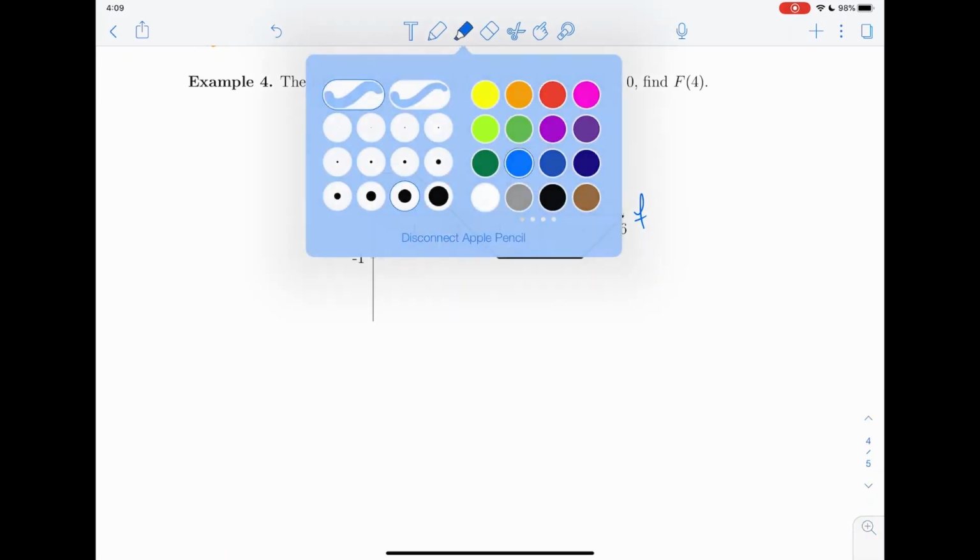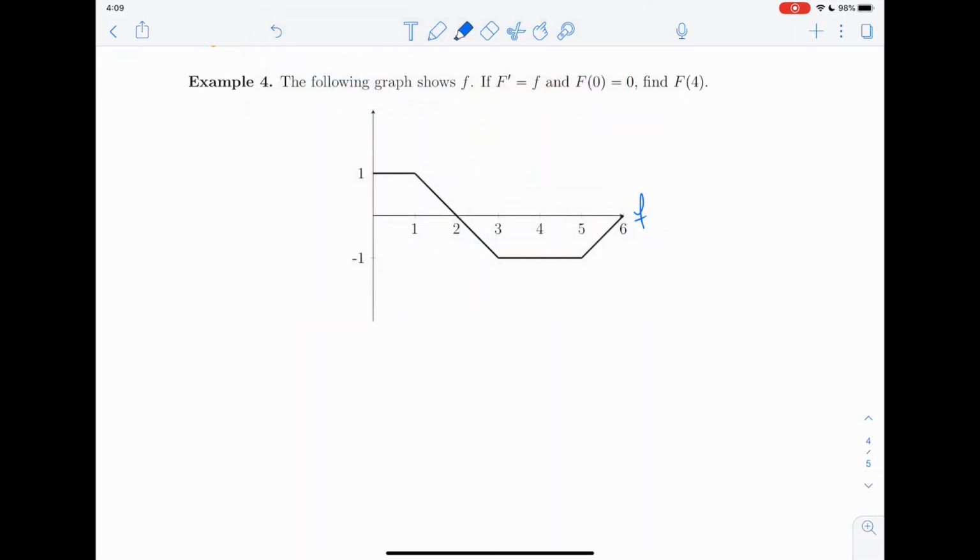If we highlight real quick, what we can determine is that this area is easily determined. We see that the area here is equal to the area of this square, which has a base and a height of 1, plus the area of this triangle, which is half of a square. So that's just going to be a half, which is 3 halves.